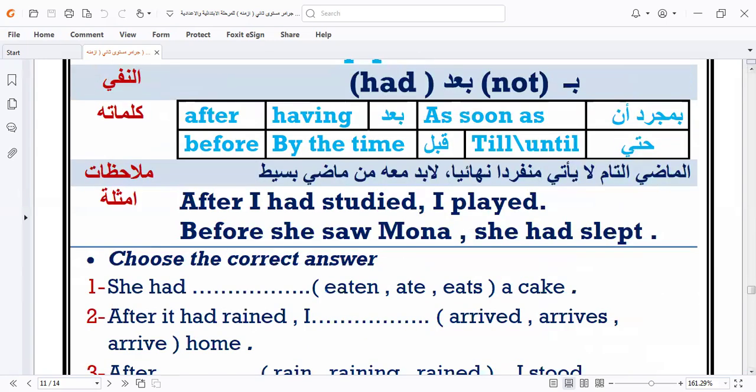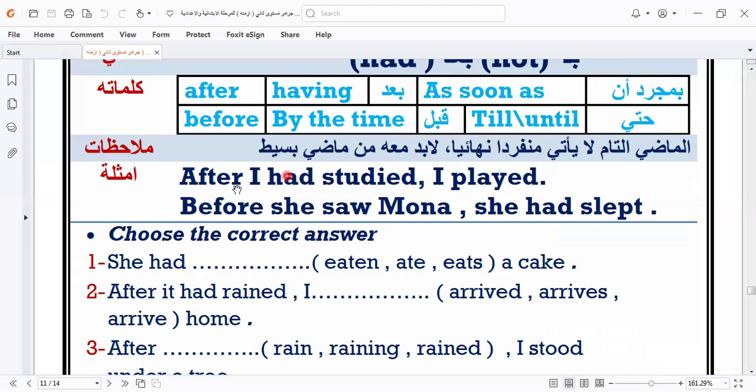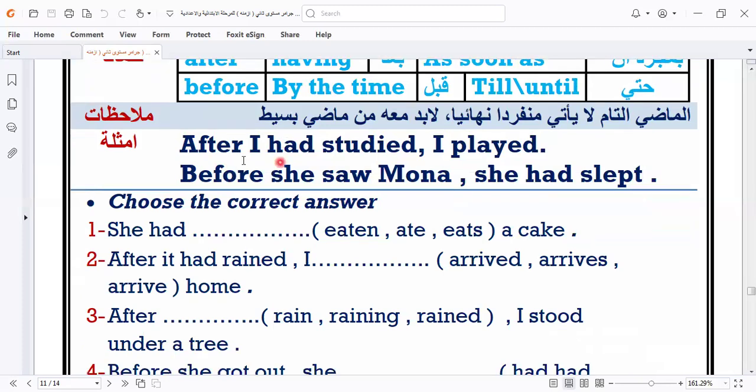Now I will explain the after and before sentences, how we do them. With after and before, the sentence is divided into two parts. In after, the verb followed by after will be in the past perfect, like this: had studied. And the other part will be in the past simple, like this: had studied, and here we have played in the past simple form.